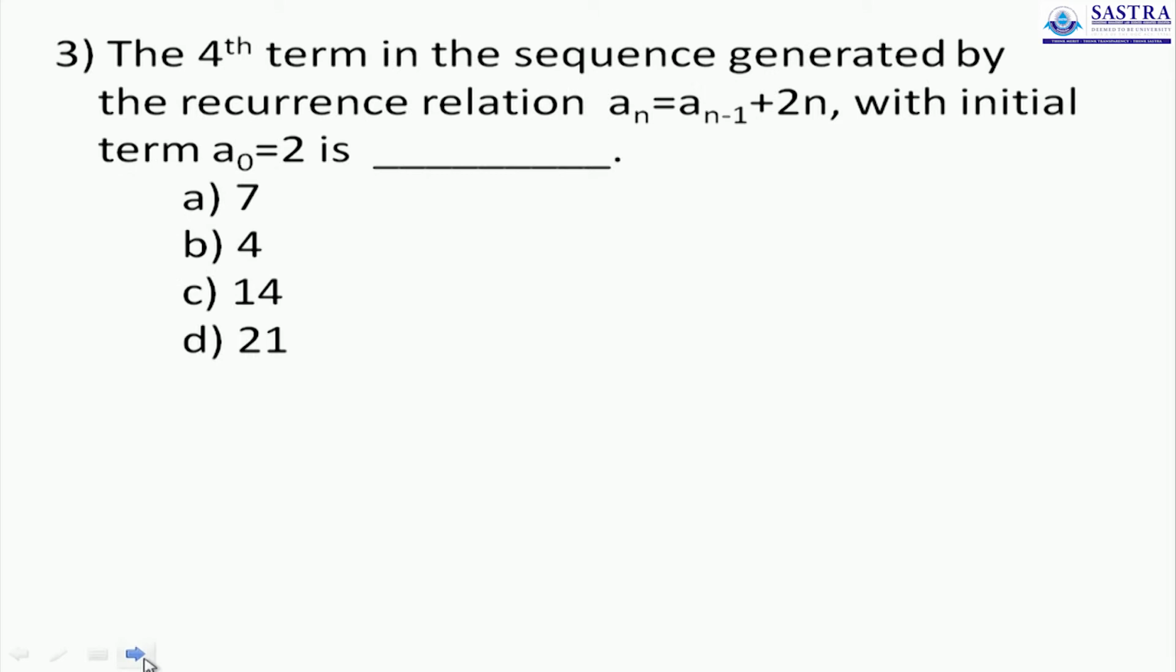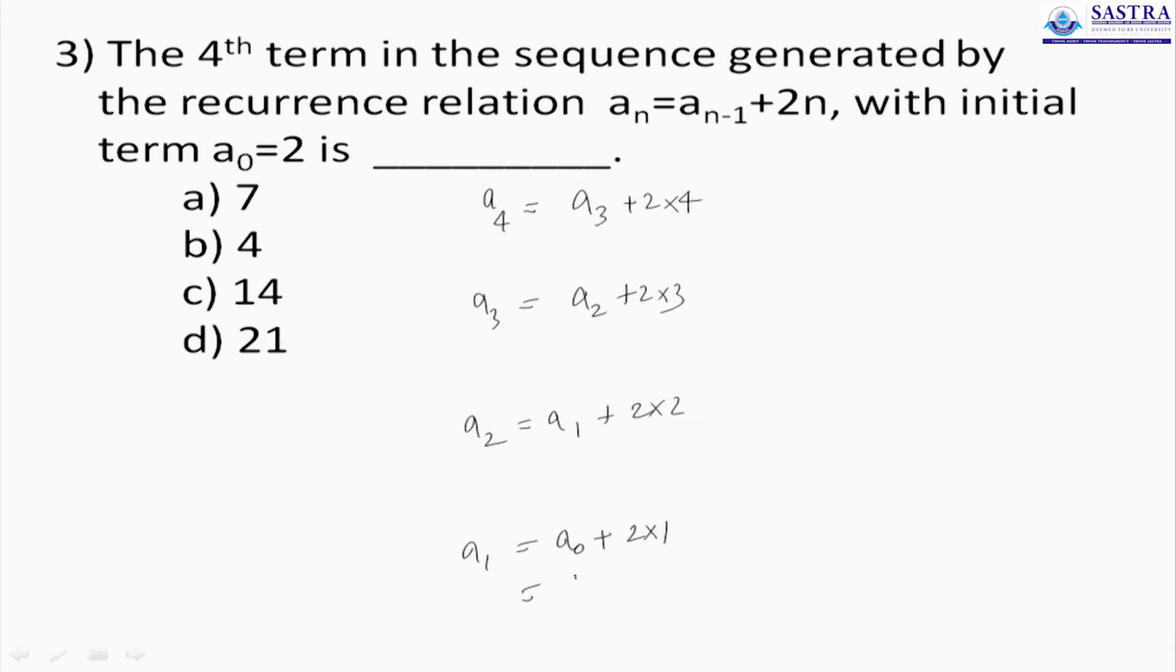Similar exercise again. This time we'll have to find the fourth term of a sequence. You have a naught is 2. So a naught is 2. Let's find a4. So a4 is a3 plus 2 into 4. And a3 is a2 plus 2 into 3. a2 is a1 plus 2 into 2. And a1 is a naught plus 2 into 1. You know what a naught is?